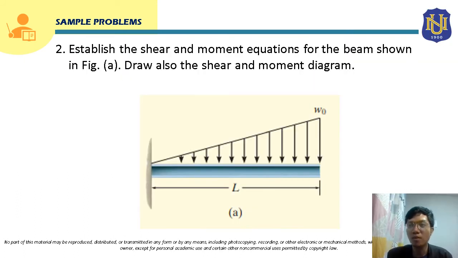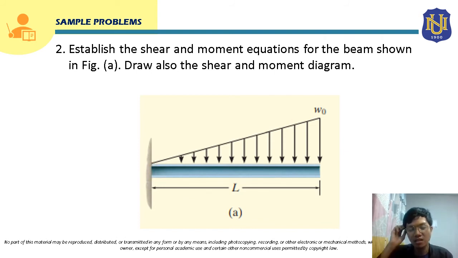Okay, for sample problem number 2, we are going to establish the shear and moment equations for the beam shown. And we are also going to draw the shear and moment diagram. So we have here a cantilever beam. Okay, so this is fixed supported at one end and free at the other end. So this beam, class, has length L.